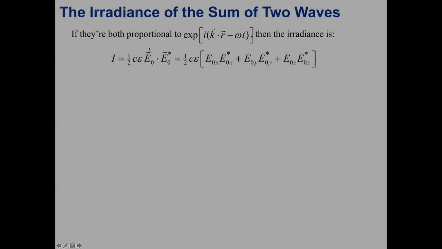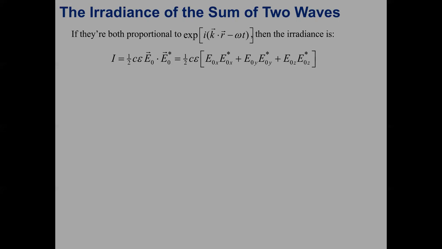So since the electric field is a vector, this square is a dot product. If we write out the dot product explicitly in terms of components, it looks like this. We discussed this somewhat during the beginning of the semester when we first talked about irradiance. Now I want to see what happens if we have two different light sources that both overlap at a point and we calculate the total irradiance.